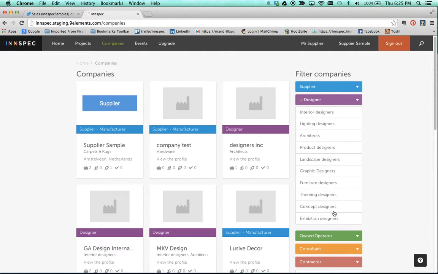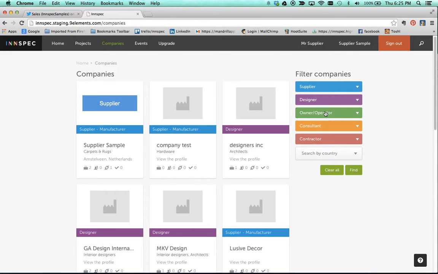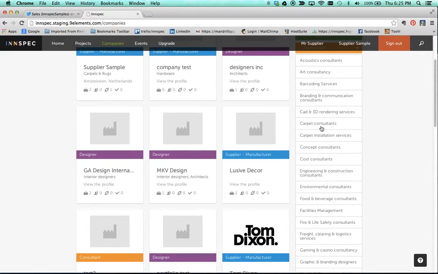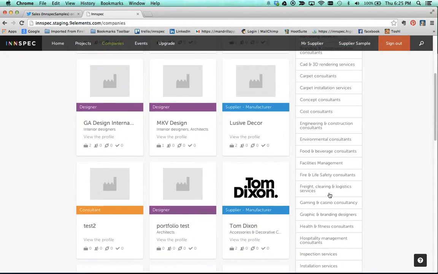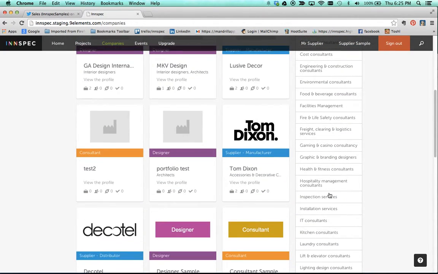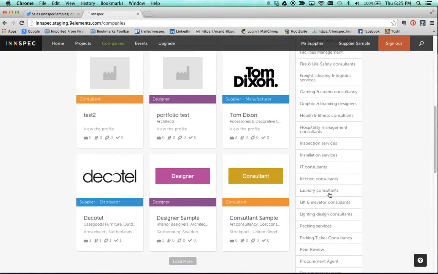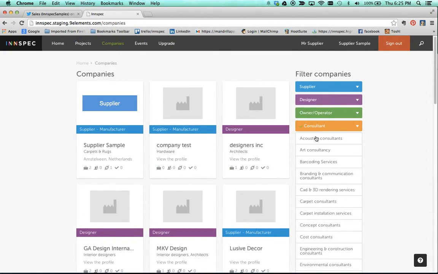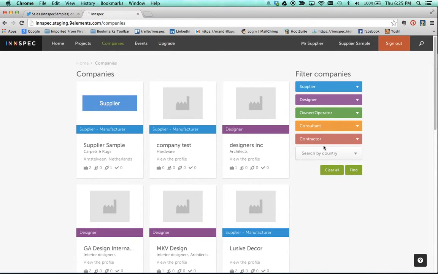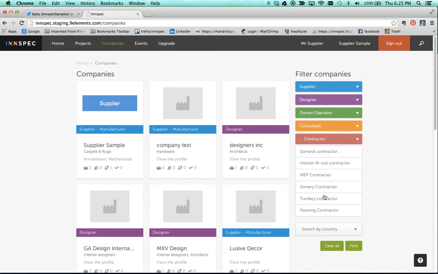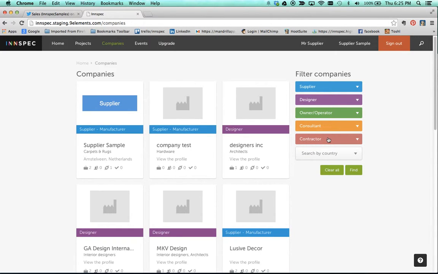You can see the various categories here. Owner operator speaks for itself. Consultants, various consultants, art, barcoding, cost consultants, food and beverage concept consultants, kitchen consultants, procurement agents, packing services, installation services, all listed here. Contractors, general fit out, MEP, joinery, turnkey, flooring contractors, and so forth would be listed there.